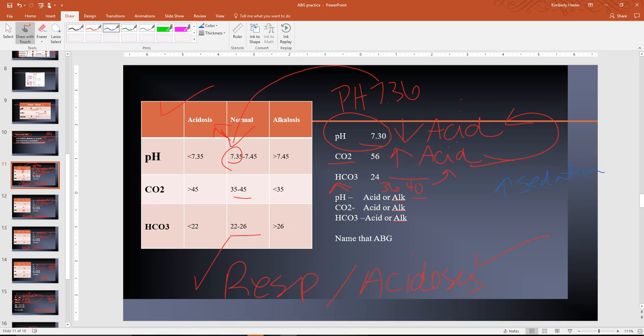So for your respiratory acidosis patients, you're going to see this if someone's going into respiratory distress, something's happened and they're just simply not breathing off enough CO2, and that CO2 is collecting in their bloodstream. It can also be, like I said, from opiate overdose. The patient maybe has taken too much heroin, too much oxy, and they're not breathing enough, so they're holding on to too much CO2, making their bloodstream acidotic.